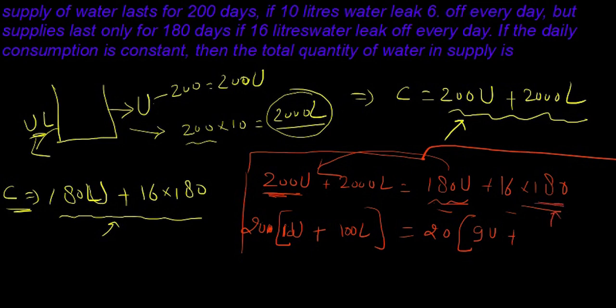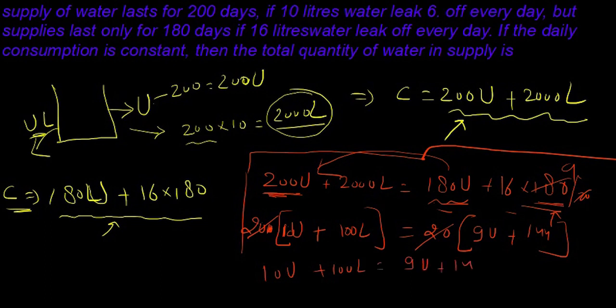So this is 180 divided by 20, so this is 9. So 16 9s are 144. These are some tricks which will always reduce your calculation. So now it is 10 U plus 100 liters is equal to 9 U plus 144. Now, from transposition, 10 U minus 9 U is simply U. 144 minus 100 is 44 liters. So the utility you are having is 44 liters.